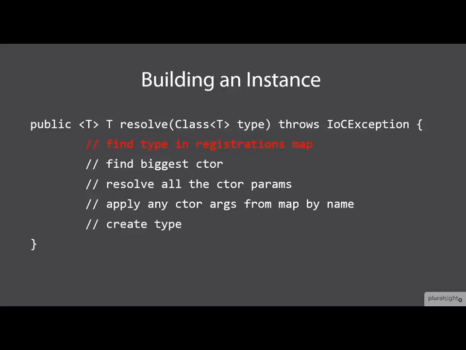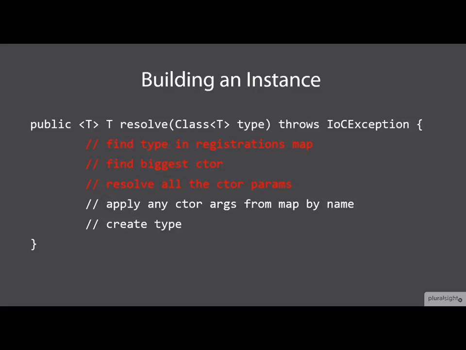It has to find the type we've been asked for in the registrations map. It looks inside that type and it finds the constructor with the largest number of parameters. So we need some rule as to which constructor to use. So if a type has multiple constructors, the base rule will be pick the largest one.